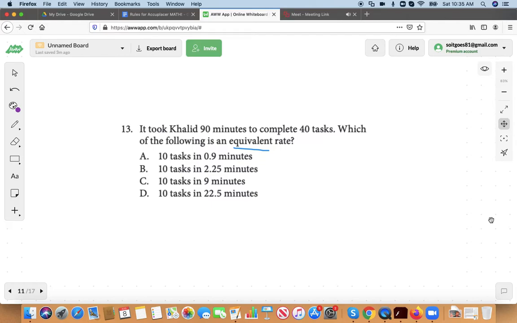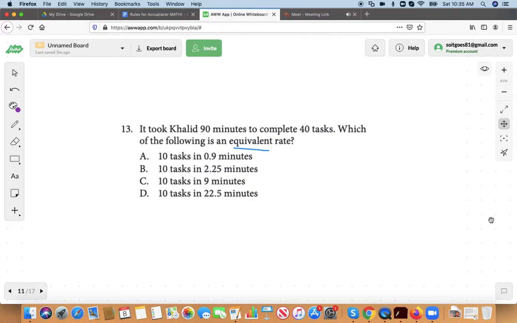Is it taking more than a minute to do a task? Yeah, it's taking more than a minute. Is that clear? Yeah, because the number of tasks is not equal to the number of minutes. The number of tasks is less than the number of minutes. So it's taking more than a minute per task.